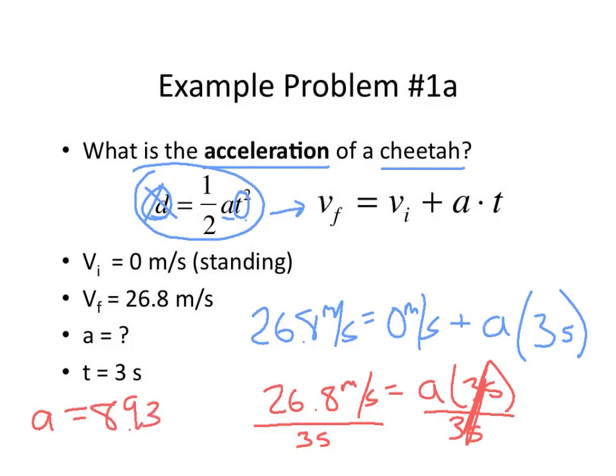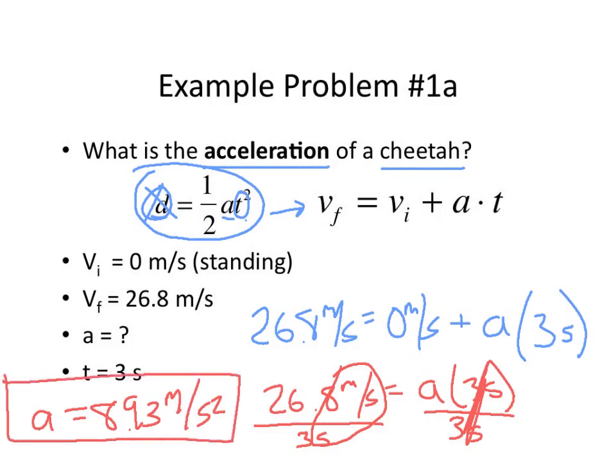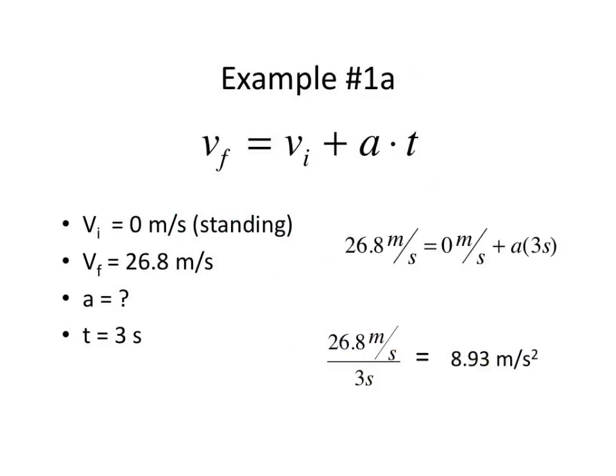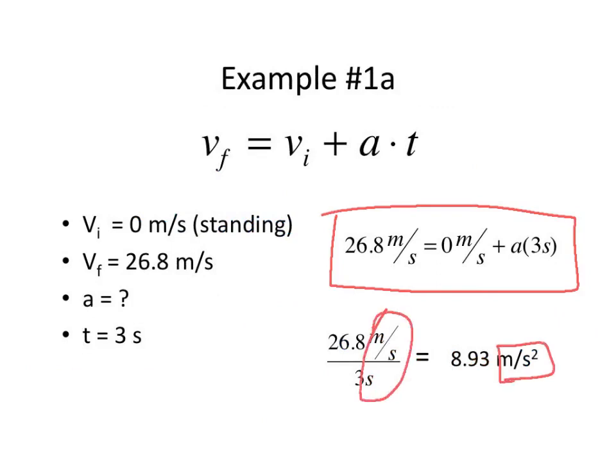Okay, you might be wondering, what are my units? Look in your work, meters per second over seconds, or meters per second squared. There's your acceleration. So the acceleration of the cheetah is 8.93 meters per second squared. And that means that every second, the cheetah is going to be going 8.93 meters per second faster than it was the second before. Okay, so here's the same setup. Meters per second. That's why we get meters per second squared.